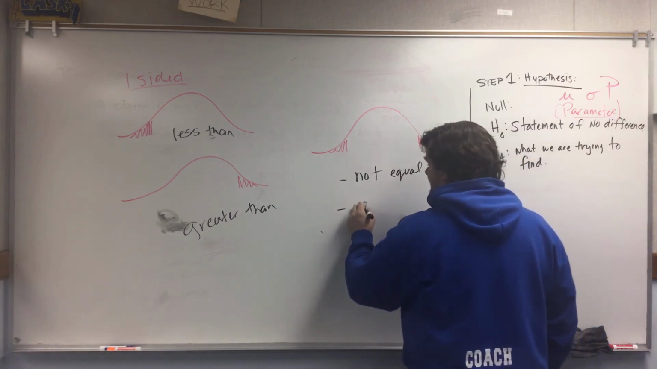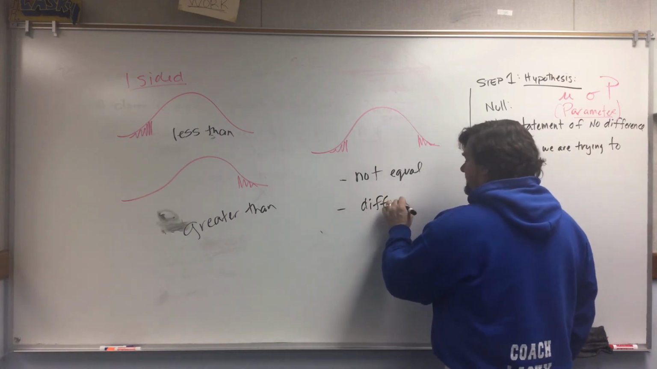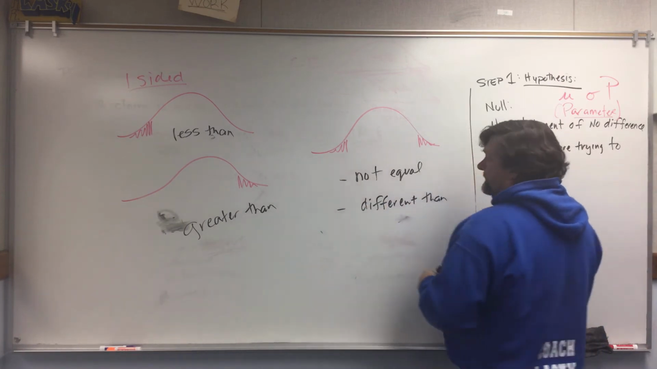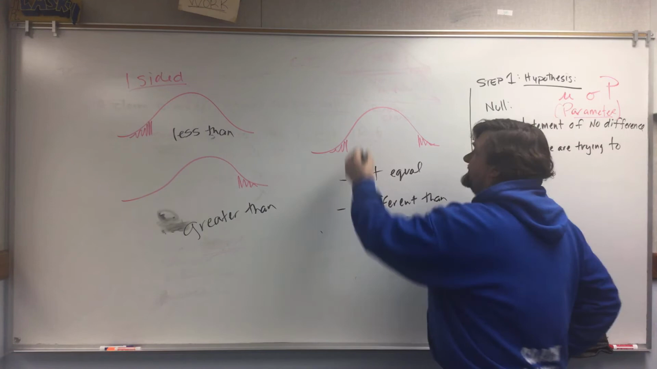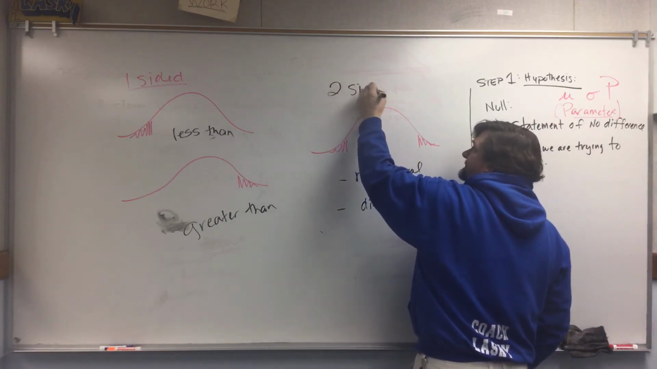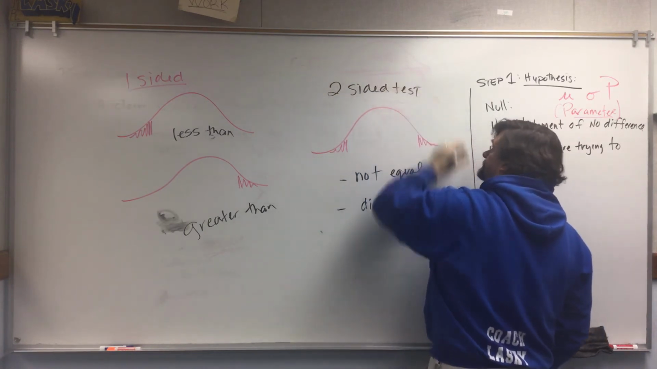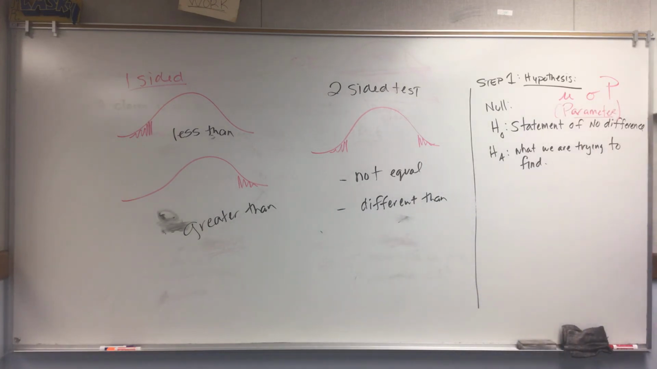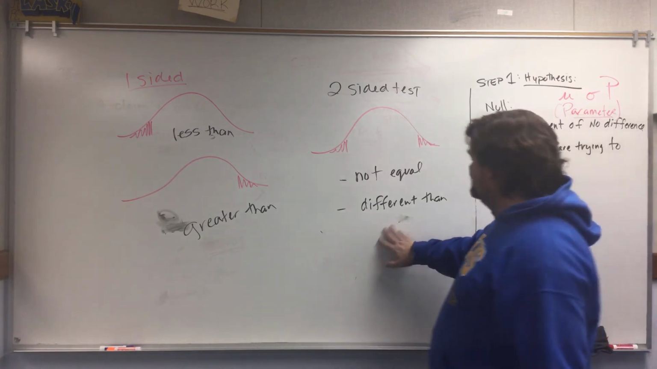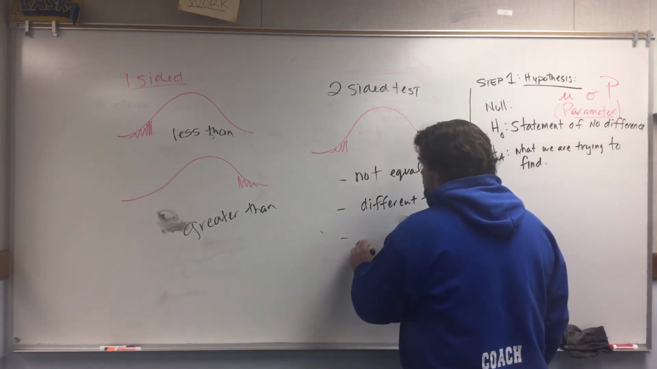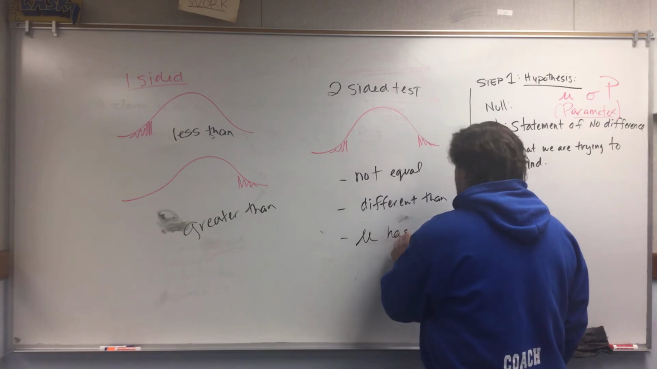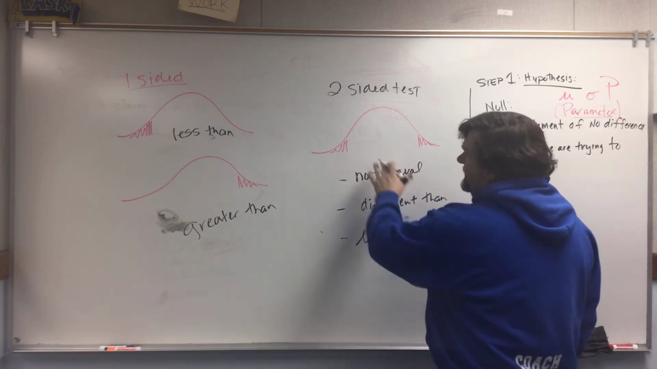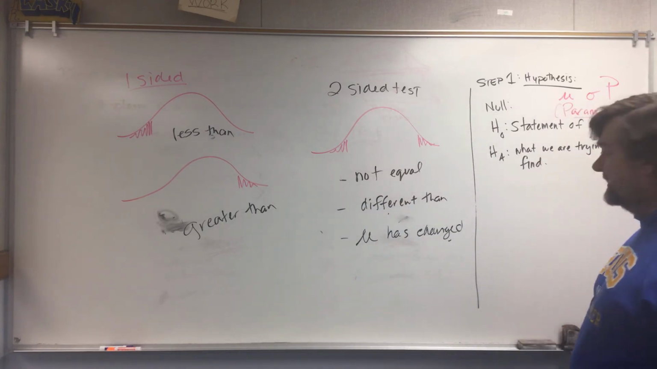Two-sided tests would say not equal to, or is different than. So different than means it can be less than or greater than. So we got a one-sided test, and then we've got our two-sided tests. If we're looking at different pieces like that, you can use the word changed if you wanted to. Mu has changed. That is two-sided, meaning it's different. So just kind of watch the wording, and we'll work through a bunch of different ones.